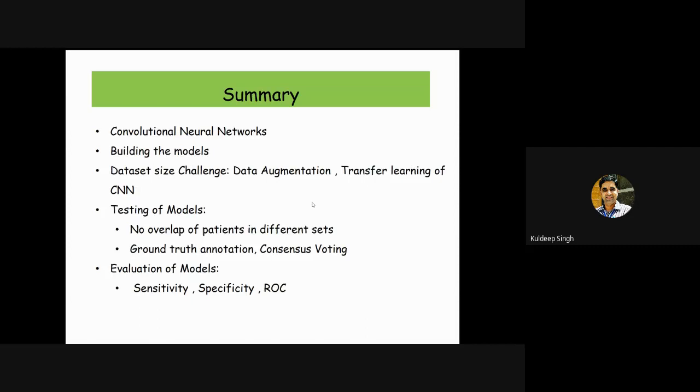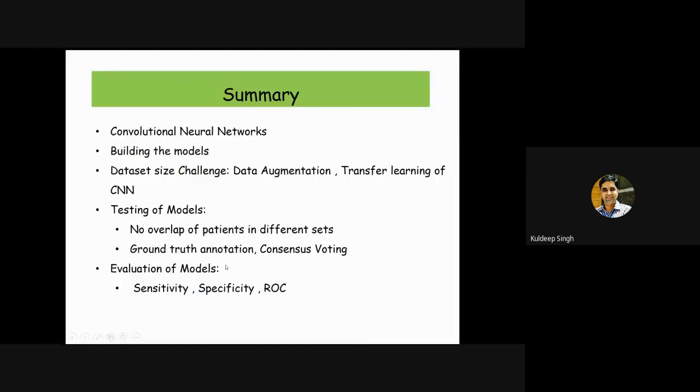Then we discussed testing of models. We should ensure that there is no overlap of patients in different data sets. There was also a challenge of ground truth annotation or labeling of the images that is being solved using consensus voting. We discussed different evaluation metrics for the models like sensitivity, specificity, ROC. We also saw that accuracy is not the correct measure while evaluating the performance of these types of models. So that was the summary of what we discussed.